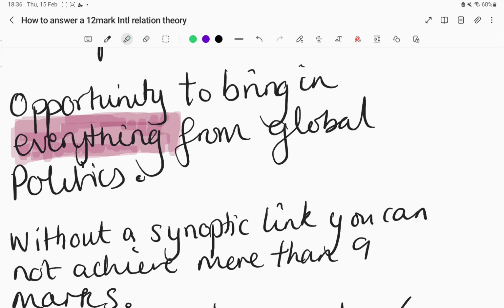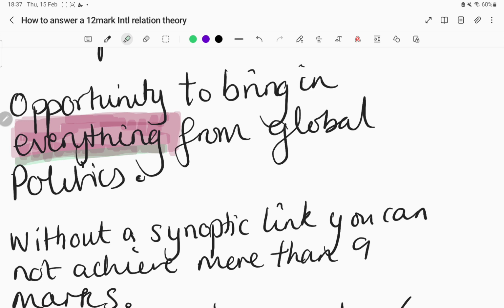You can use power and development, or of course regionalism. So there is an opportunity to bring in everything from global politics, and that includes your examples.